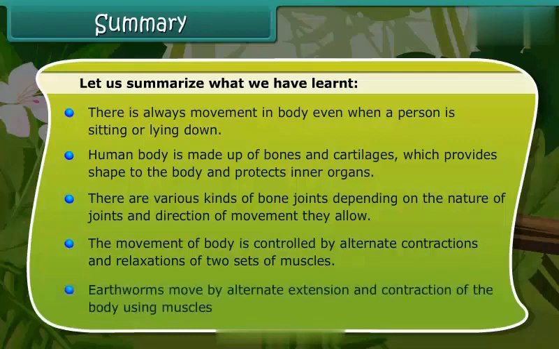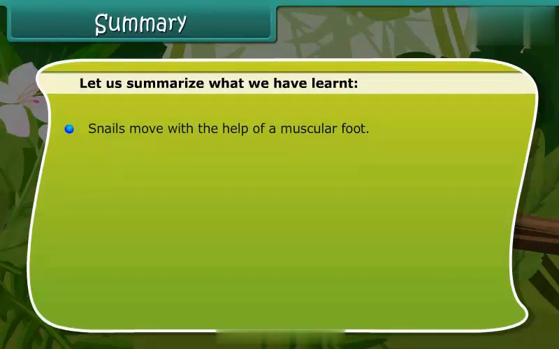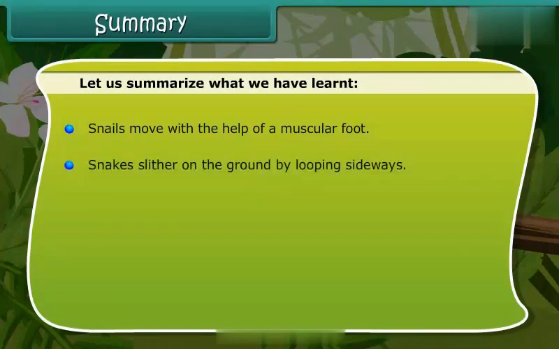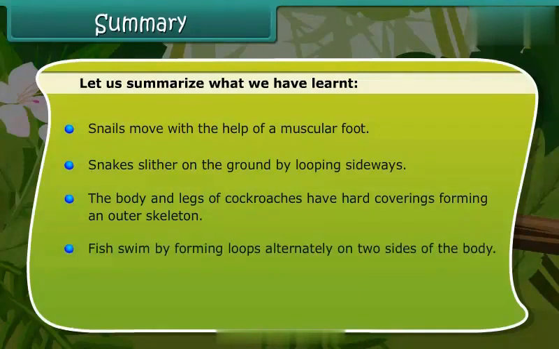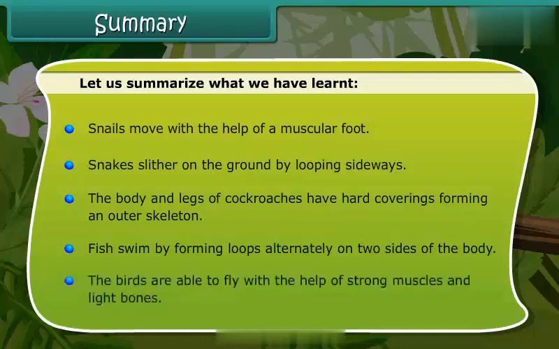Earthworms move by alternate extensions and contractions of the body using muscles. Snails move with the help of a muscular foot. Snakes slither on the ground by looping sideways. The body and legs of cockroaches have hard coverings forming an outer skeleton. Fish swim by forming loops alternately on two sides of the body. The birds are able to fly with the help of strong muscles and light bones.